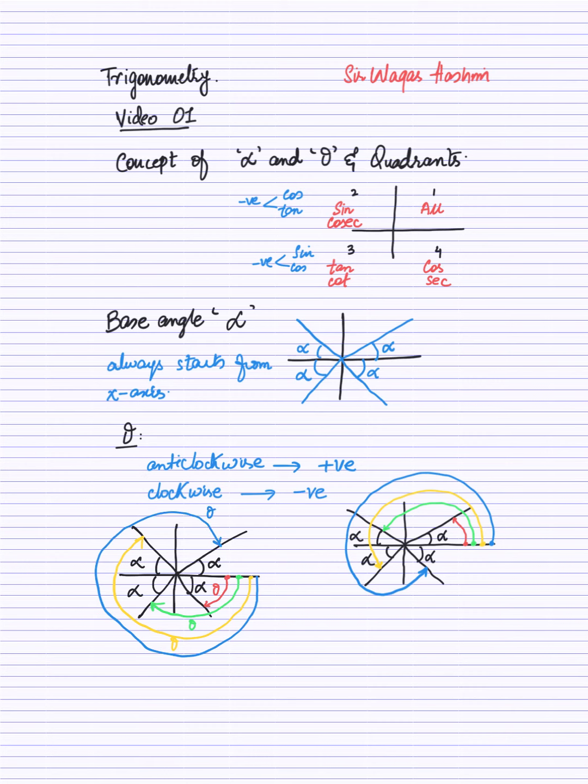So the first thing is you need to confirm that whatever your direction is, the number of your quadrants is not changing. First, second, third, and fourth. So the quadrant number is always the same, whether you are moving in a clockwise direction or in an anti-clockwise direction.